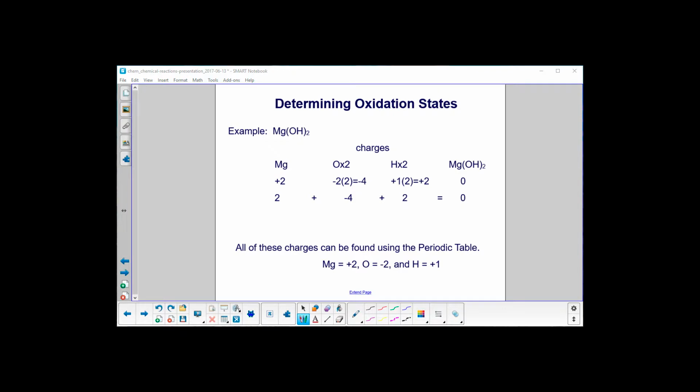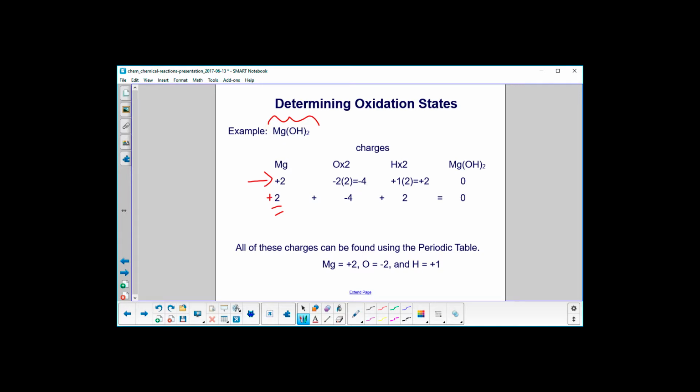Now let's work on magnesium hydroxide. Even though it has 3 elements, this one we can actually find all the oxidation numbers off the periodic table. We have magnesium is +2, and there's only one of them, so we have a total charge of +2.